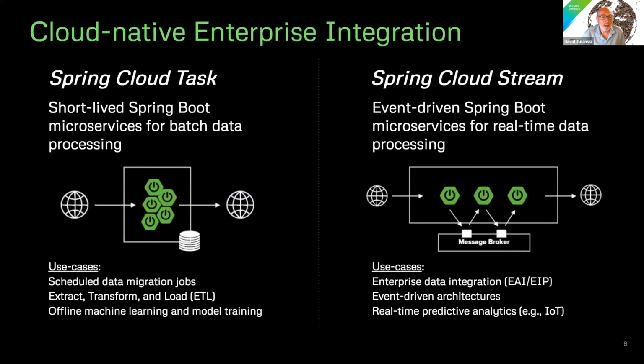And so when we talk about cloud native enterprise integration, again, we will focus on Spring Cloud Task and Spring Cloud Stream. For Spring Cloud Task, we are talking about short-lived microservices that do batch data processing or some type of finite task. And these are built with Spring Boot and Spring Cloud Task, and they can be deployed to Kubernetes as jobs or Cloud Foundry as tasks, or locally as just JVM processes.